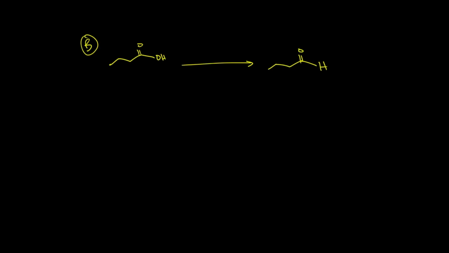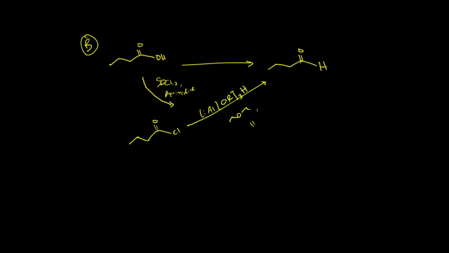Next up, we have a carboxylic acid, and we're trying to convert it into an aldehyde. So a couple ways we could do it. I could react this guy simply with SOCl2 in pyrimidine. It'll make a very reactive acyl chloride. And then from there, all I have to do is LiAlOR3 with a source of H, put that in some diethyl ether, and add some H3O+. That's the quickest way to do it.